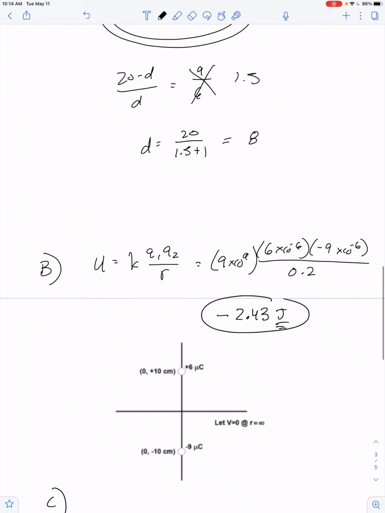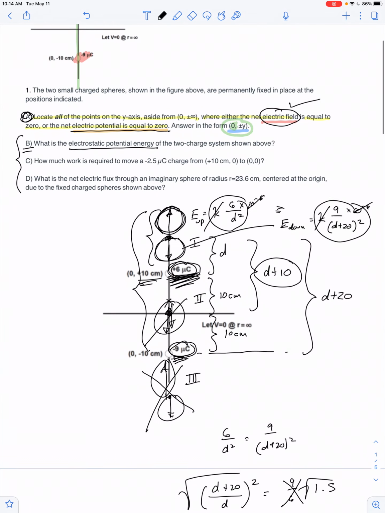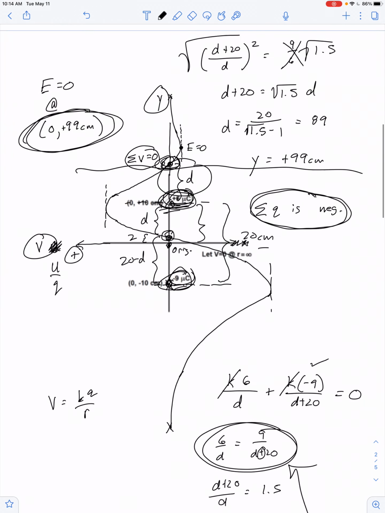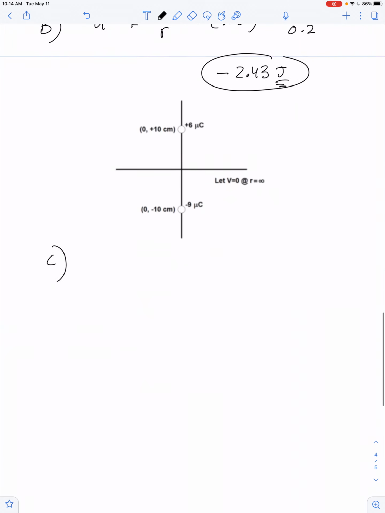Part C. How much work is required to move a negative 2.5 microcoulomb charge from this point to the origin? Okay, I'm going to find the solution based on the idea that work is equal to the amount of charge you move multiplied by the difference in electric potential between the two points it's being moved between. So the point that it starts at, we're told, is (10 centimeters, 0), and the point we're going to move it to is the origin.